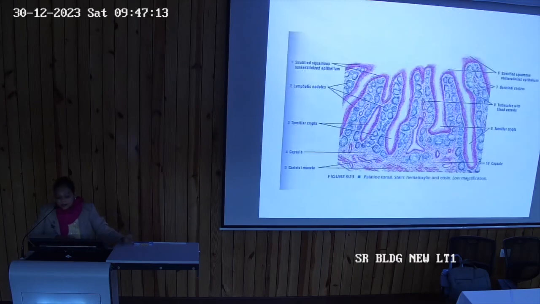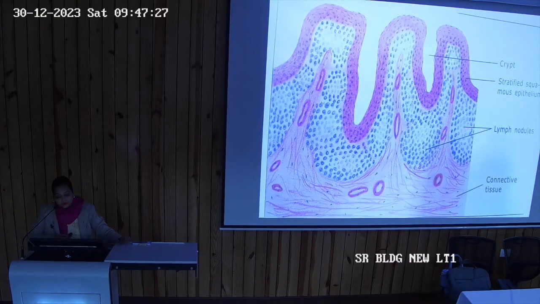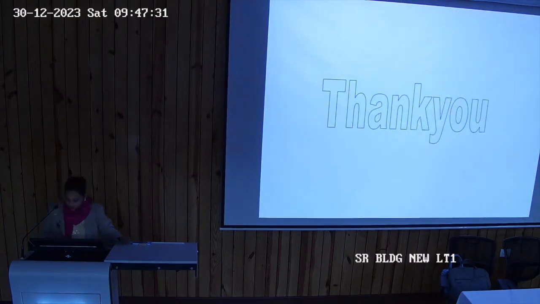But you have to answer what? Epithelium, tonsillar crypts, and lymphatic follicles, which are arranged below the epithelium and tonsillar crypts. So this one is the easiest.